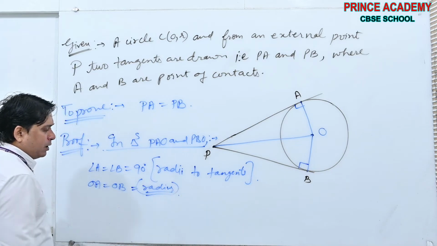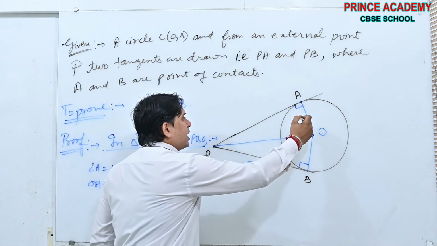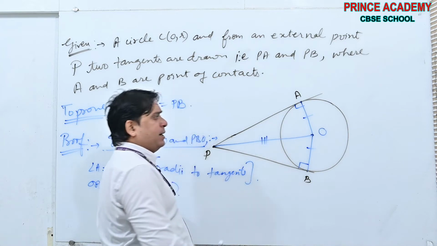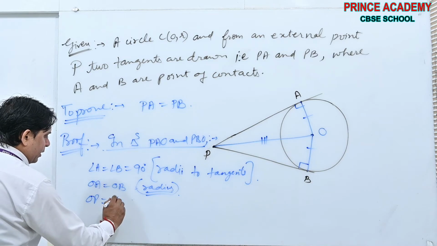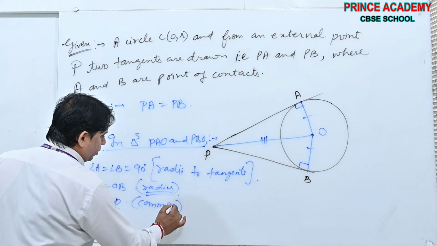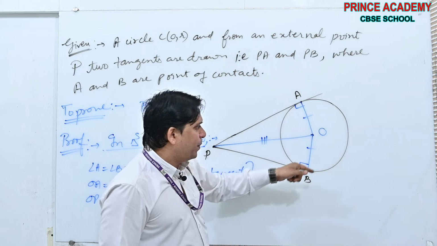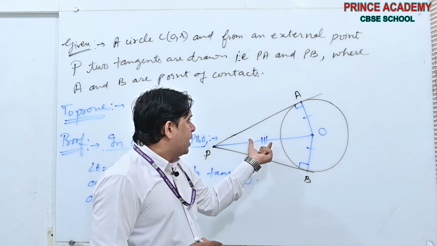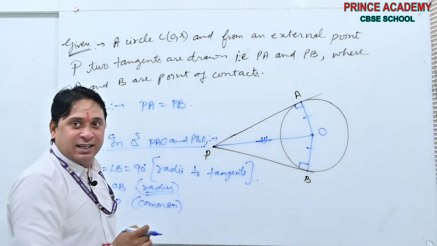OA is equal to OB. And if you observe, this side is common. OP is equal to OP. Common, yes or no? See beta, in these two triangles, OA, OB are equal radius. Angle A, angle B, 90, radius to the tangent. This is common, and this is the hypotenuse of these right angles.